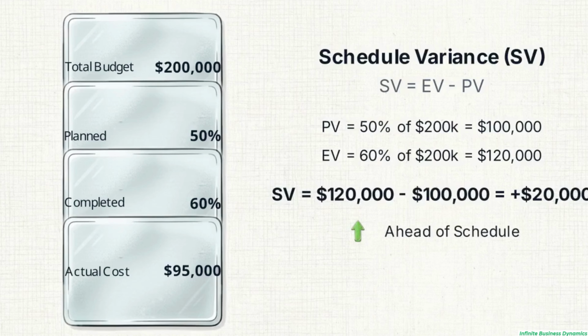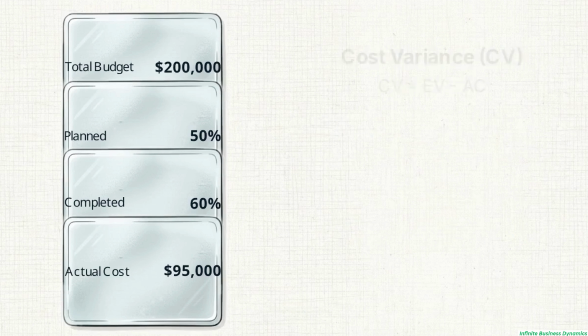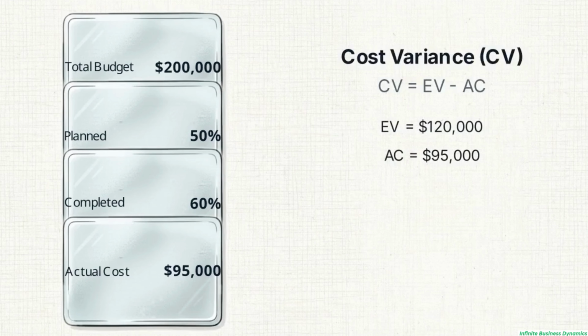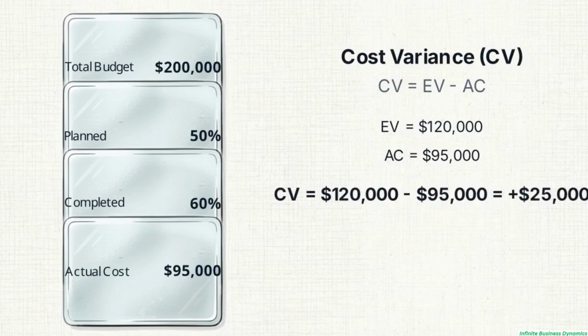For cost variance, we subtract the actual cost of $95,000 from that same earned value. This yields a positive $25,000 cost variance. The project is under budget. This logic applies to hybrid and agile projects as well. We simply swap the unit of measurement from dollars to story points or completed features. The formulas remain the same.